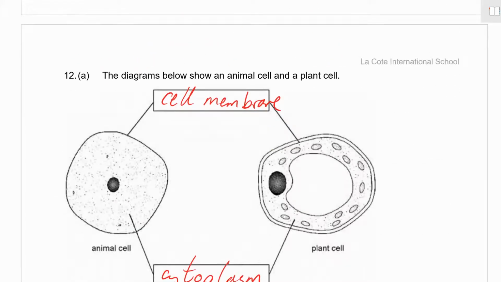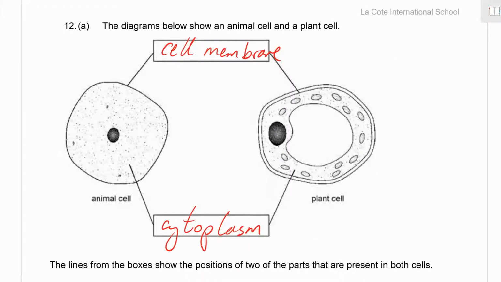The diagrams below show an animal and a plant cell, and you've got to label 2 things which are similar. So the cytoplasm, this is what makes up most of the cell, is the kind of slightly gelatinous, gloopy stuff. So jelly-like structure. And the cell membrane, which is obviously this inner layer on the plant cell. You'll notice this outer layer being the cell wall. Okay.